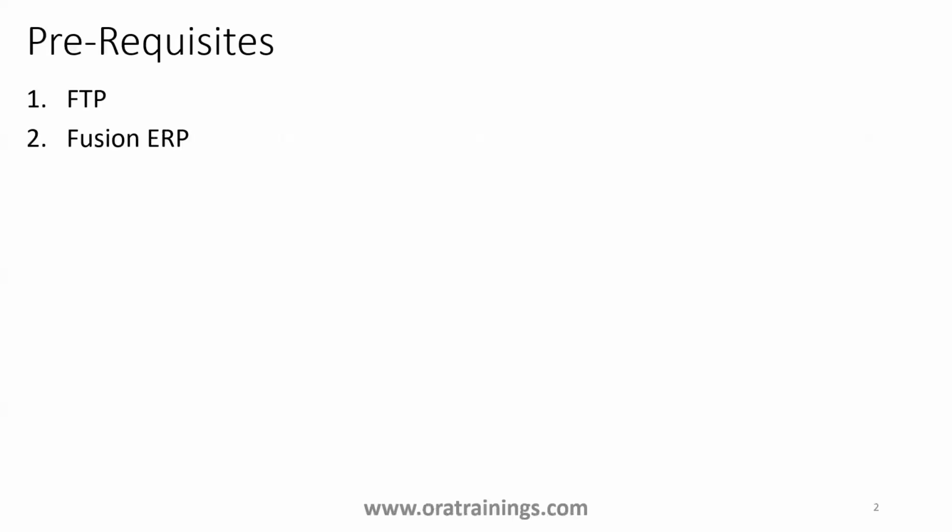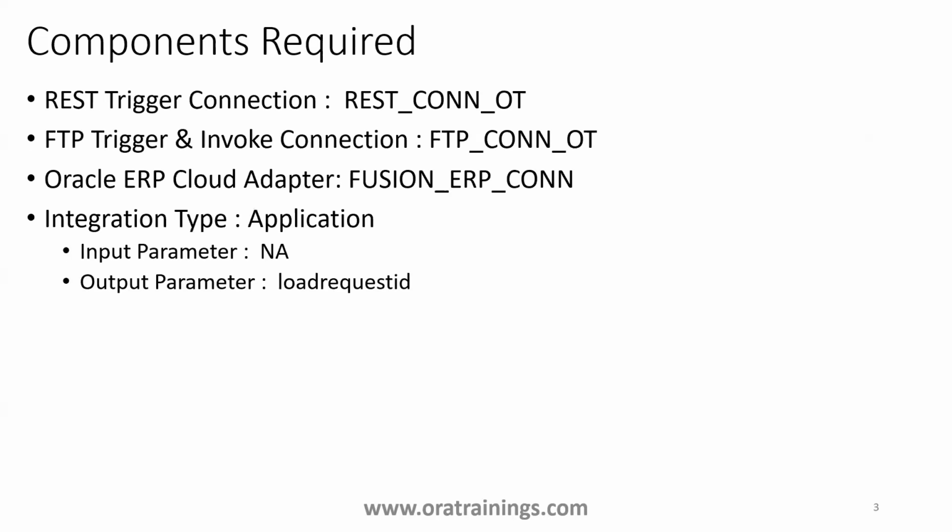We require an FTP server where we'll be generating our FBDI file. We require a Fusion ERP server in which we'll be uploading our FBDI AP invoice data. The components required for our integration are a REST trigger connection, an FTP connection, and an Oracle Cloud ERP adapter connection. We'll be designing our integration of type application, with input parameters none, but as an output parameter we want to generate an ID called load request ID, which is a response value from the Oracle ERP Cloud adapter.